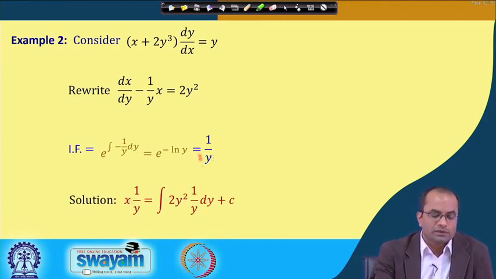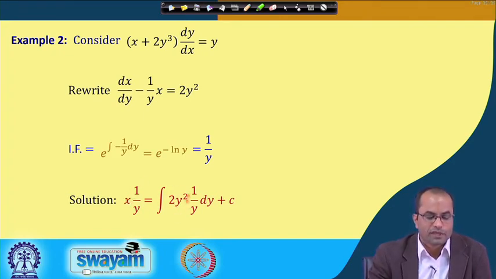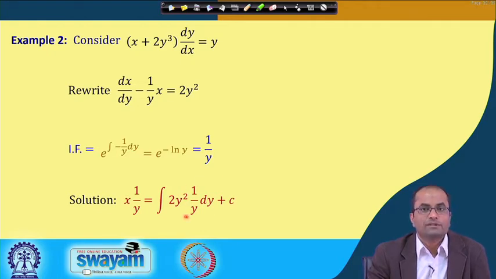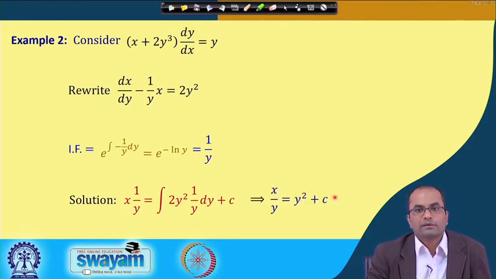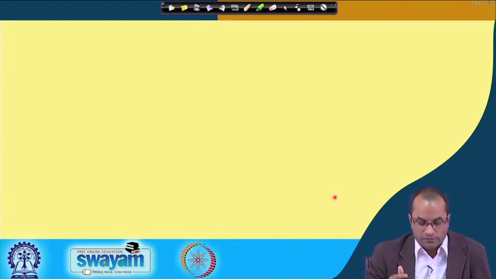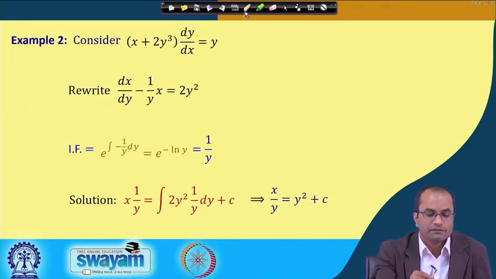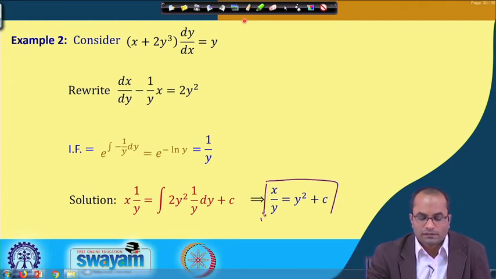Then we can use the formula that x times this integrating factor, which is 1 over y, is equal to the integral of the right hand side 2y square times the integrating factor 1 over y dy, plus the constant of integration. So, here the y will cancel out. We will get the integral of 2y dy, and the integration will give us y square. So, what we have here is x over y is equal to y square plus c, and this is the solution of the given differential equation, the relation between x and y.